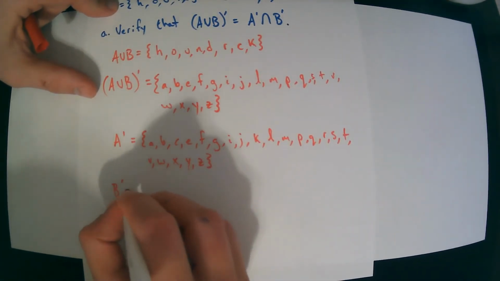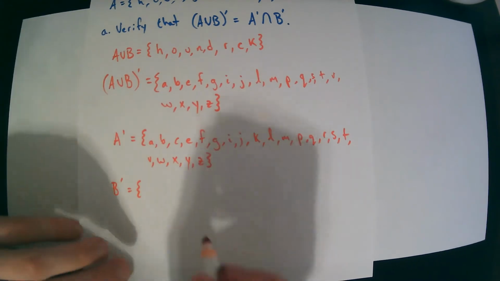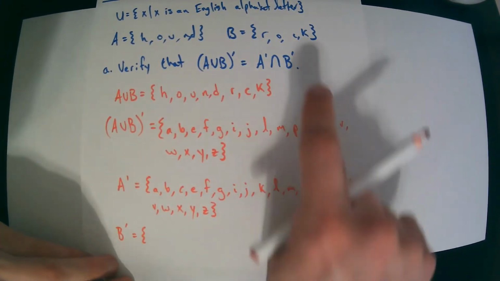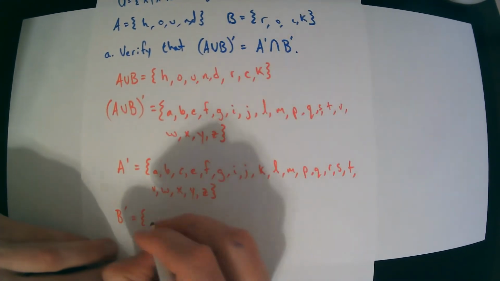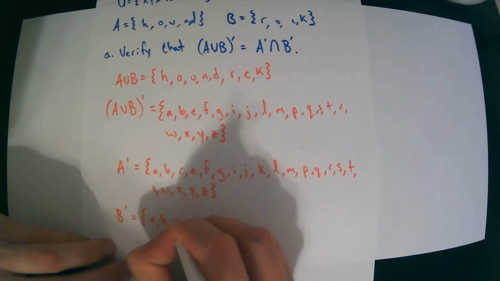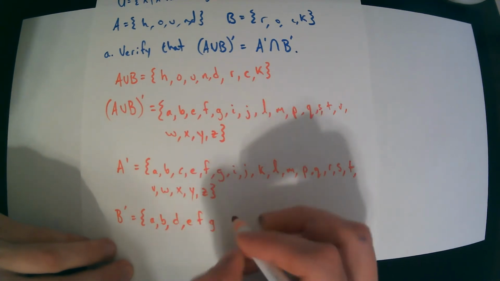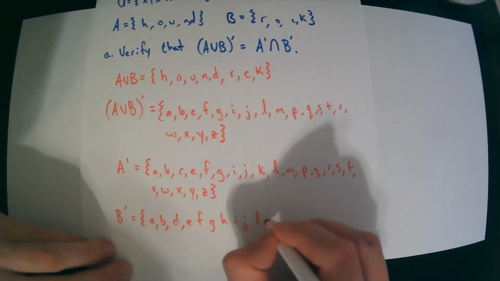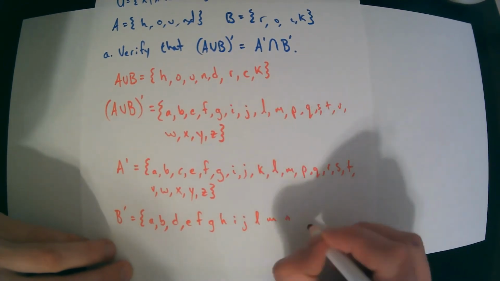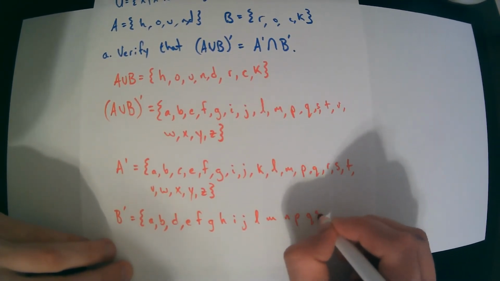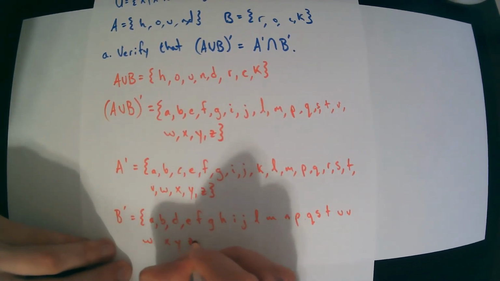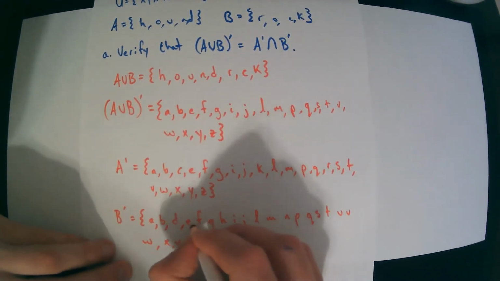B complement is a similar thing. So I'm going to have 22 letters here. I'm going to exclude these 4. So A, B, C, D, E, F, G, H, I, J, K, L, M, N, O, P, Q, R, S, T, U, V, W, X, Y, Z. All right.